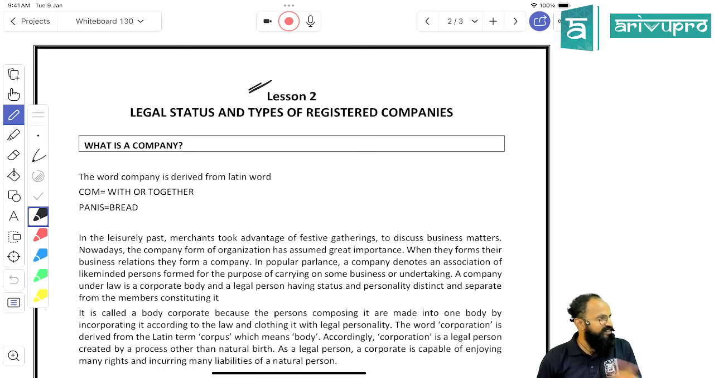Company is a resident and not a citizen. Okay, yes, we will take that. We'll see. So you guys know more or less everything, so we can skip this chapter actually.